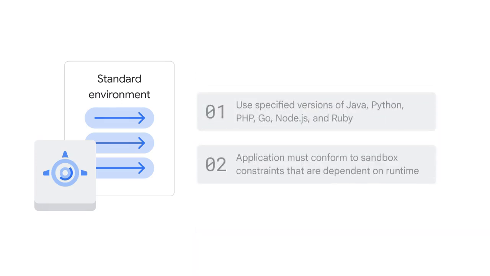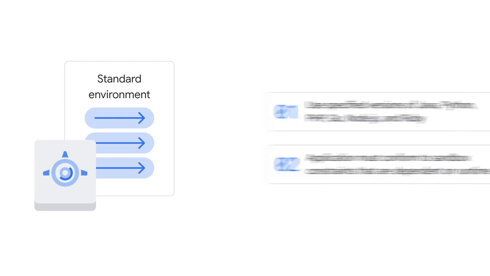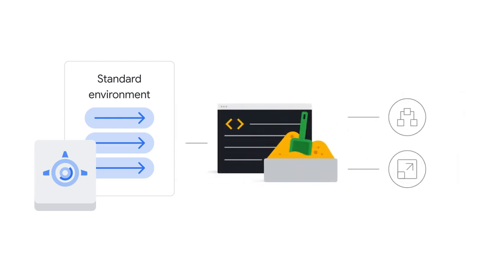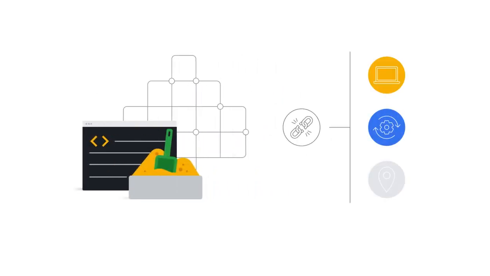There are a couple of requirements for using the standard environment. You must use specified versions of Java, Python, PHP, Go, Node.js, and Ruby, and your application must conform to sandbox constraints that are dependent on runtime. Applications run in a secure, sandboxed environment. This allows the App Engine standard environment to distribute requests across multiple servers and scale servers to meet traffic demands. This means that your application runs within its own secure, reliable environment that is independent of the hardware, operating system, or physical location of the server.